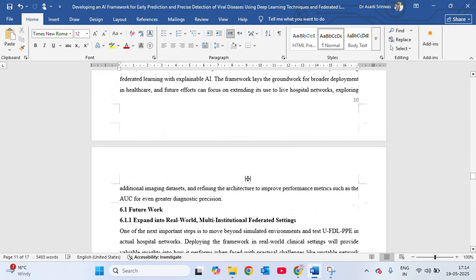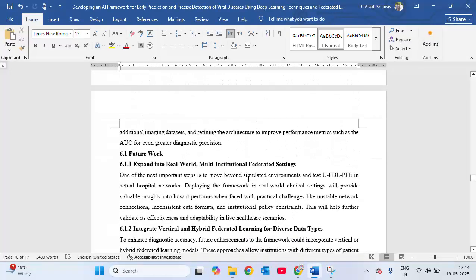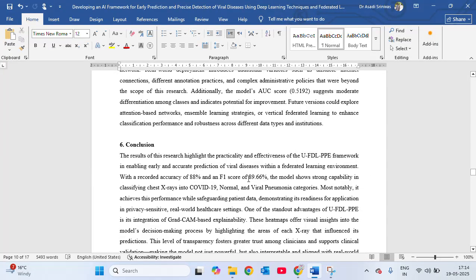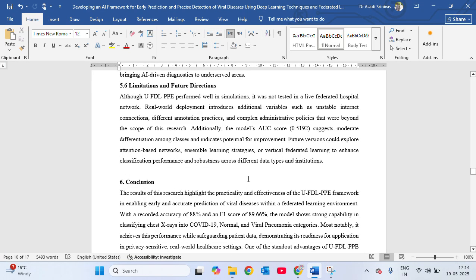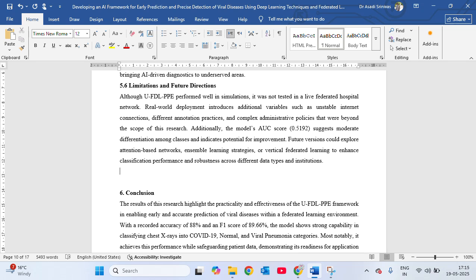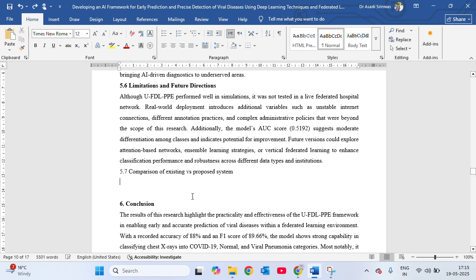Now we need to do future work also. We have added the conclusion. Yeah. So after this 5.6 you can add like this. That is my own experience. Comparison of existing versus proposed system. So this side heading I am adding.